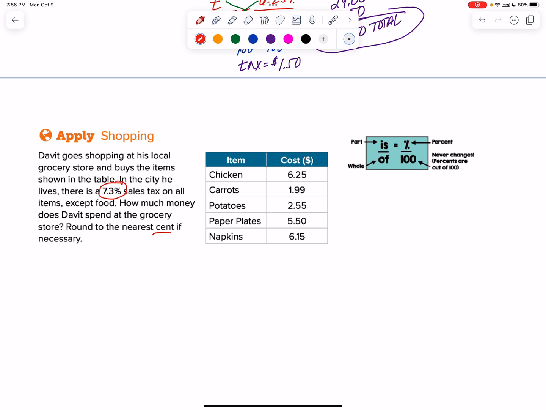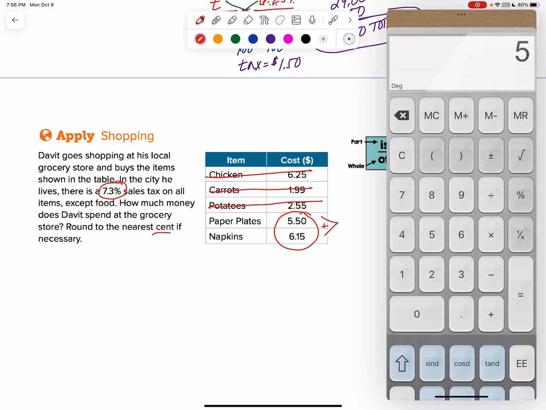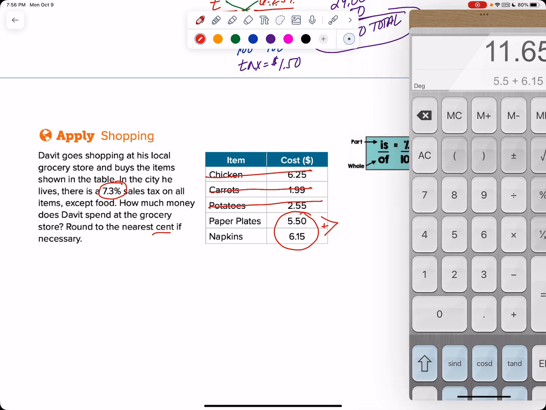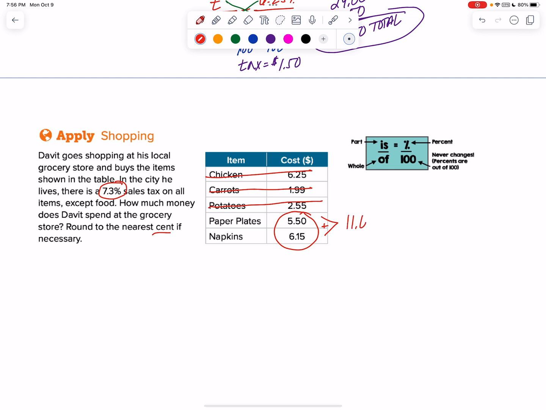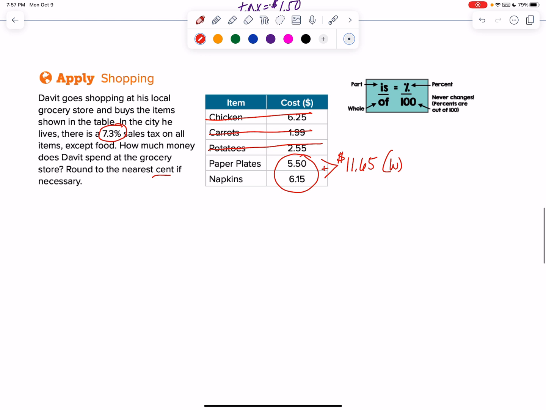So chicken is a food, so that's what's tricky about this. We actually don't care about some of these. So the only thing we care about are these two. And you could find the tax of each of them individually and add them together, but that's way more work. So let's just go ahead and add these together. And we have 550 plus 615 is $11.65. Okay, so there's the cost of the food. Okay, that's my whole. And now we can go ahead and do the rest. So that was the only really extra step, is identifying which things were being taxed.